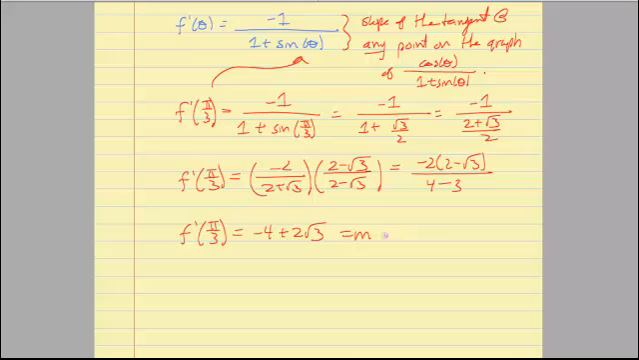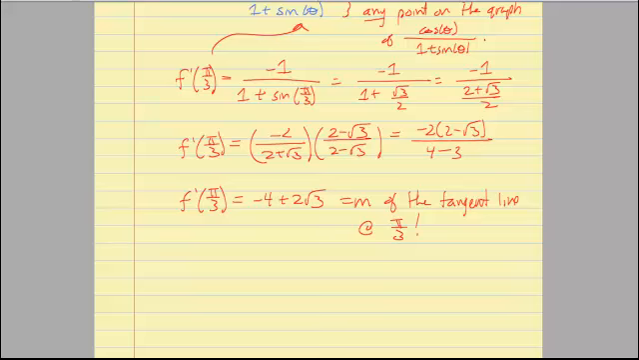This is the slope of the tangent line at a specific point, pi over 3. So let's go ahead and summarize again. We have a point, and our point was pi over 3, 2 minus root 3. And the slope of my tangent line I just found up here was negative 4 plus 2 root 3. So now I have all the information I need to write the actual equation of the tangent line.